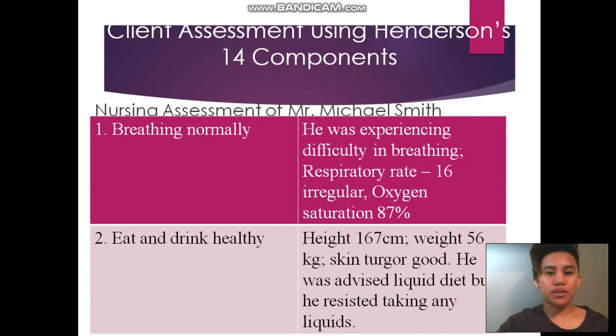Now, heading to explain the nursing assessment on the case of Mr. Smith using Henderson's 14 components of the need theory. On factor 1, to breathe normally: he is having difficulty in breathing with a respiratory rate of 16 that is irregular, and an O2 saturation of 87%. On the need to eat and drink healthily, he stands at 167 centimeters and weighs 56 kilograms with good skin turgor. He was advised a liquid diet but resisted taking any liquids.